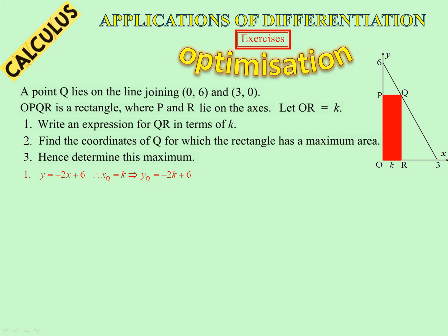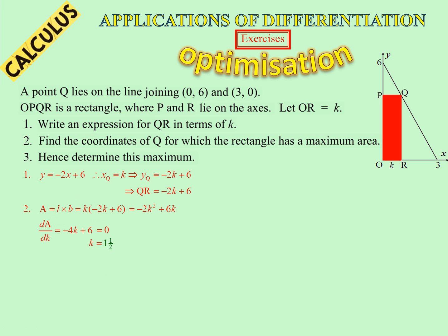Find the coordinates of Q for the rectangle to have maximum area. Well, that means we must find the area, length times breadth. k times minus 2k plus 6. Multiply them together. And we need to differentiate and set equal to 0 to find maximum area. Solving that, we get k equal to 1.5.